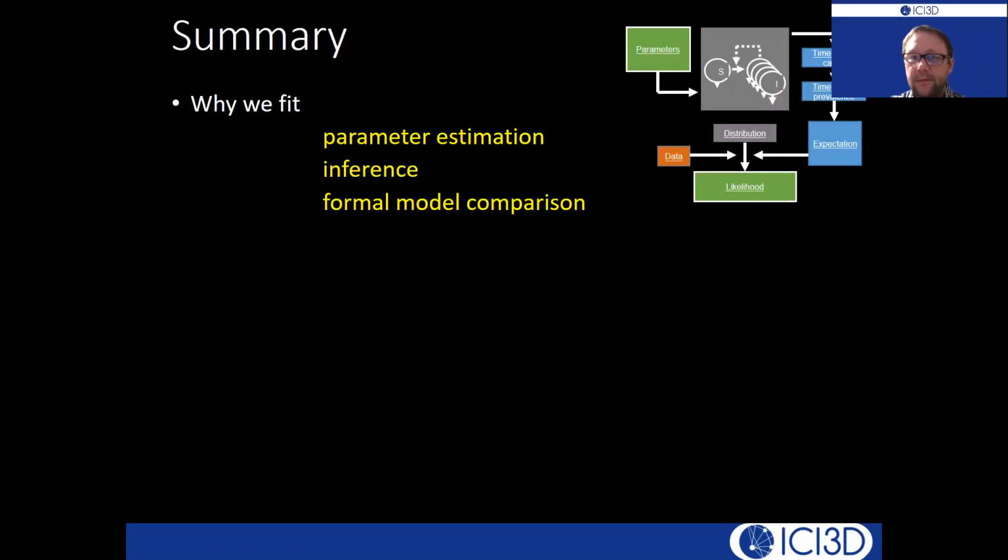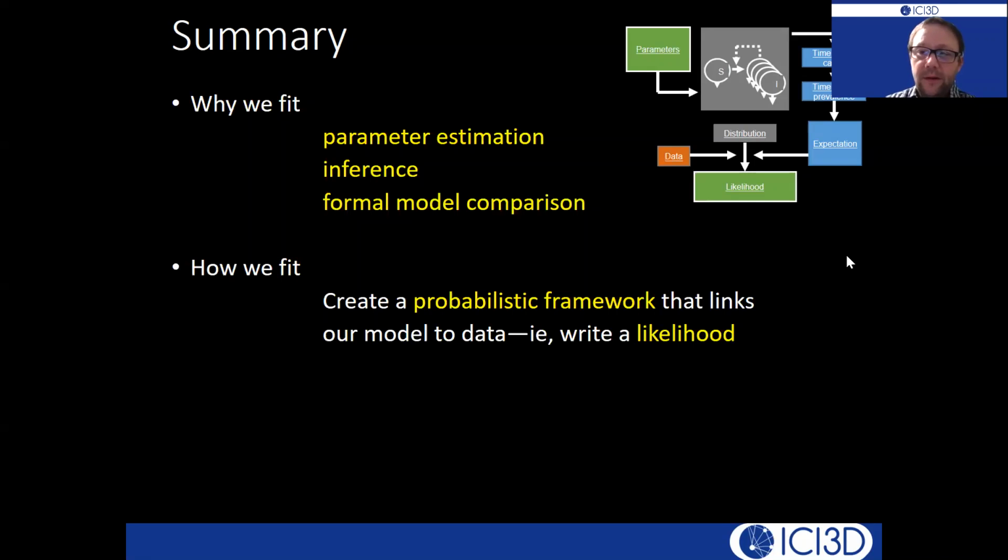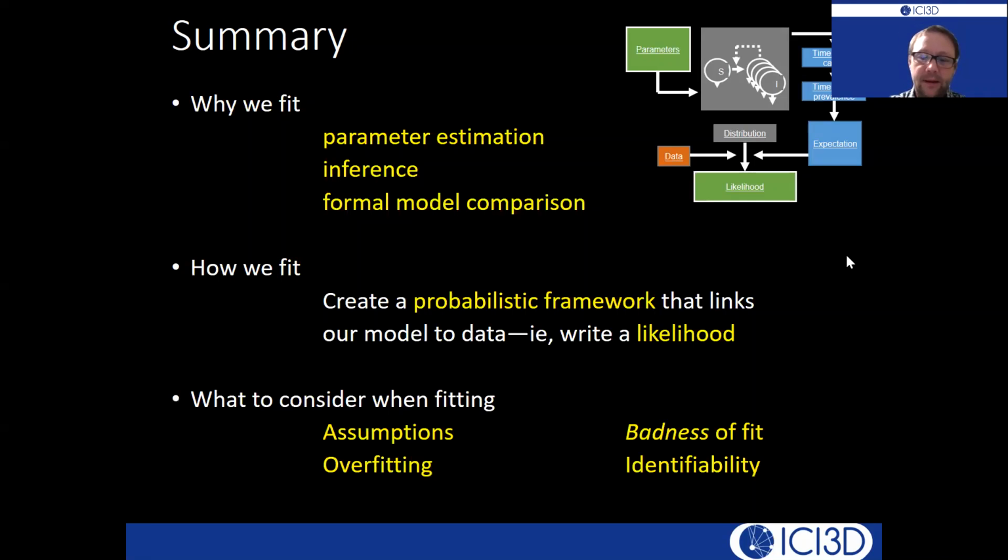And so to summarize what we've been talking about in these videos, why do we fit? We want to estimate parameters, we want to make statistical inferences and compare models. And usually the way that we fit is tied to some probabilistic framework, for example, likelihood. And there are things we've talked about already that you need to think about when you're fitting models to data. What are the conditions? What are the underlying assumptions of your model? Beware of overfitting. You don't want to fit the noise. And we can guard against that by doing things like cross-validation. Goodness of fit sometimes is optimistic, but how badly does the model actually fit?